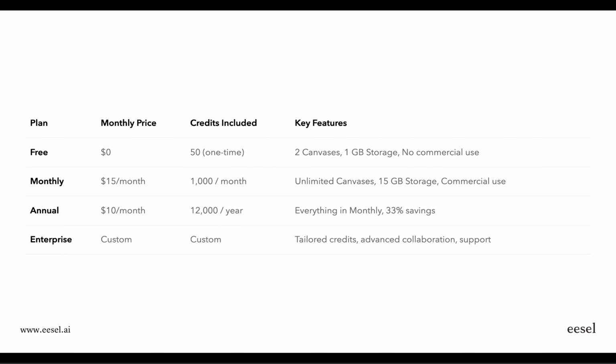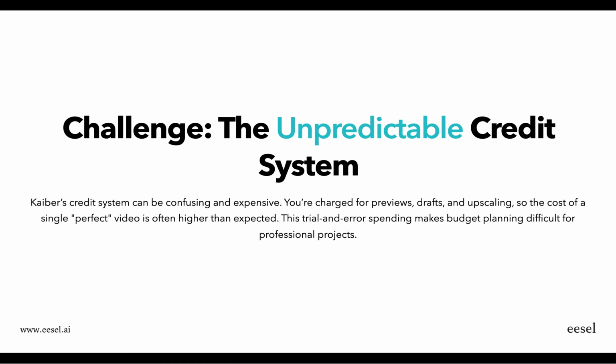Now, let's talk about pricing because it's a bit different. Kaiber operates on a credit-based system, and while you can see the monthly and annual plans here, the key thing to remember is that almost every action you take will cost you credits. And here's the biggest challenge with that system. It's unpredictable because you're paying for every draft, preview, and upscale. The final cost of getting that one perfect video can be much higher than you'd expect.